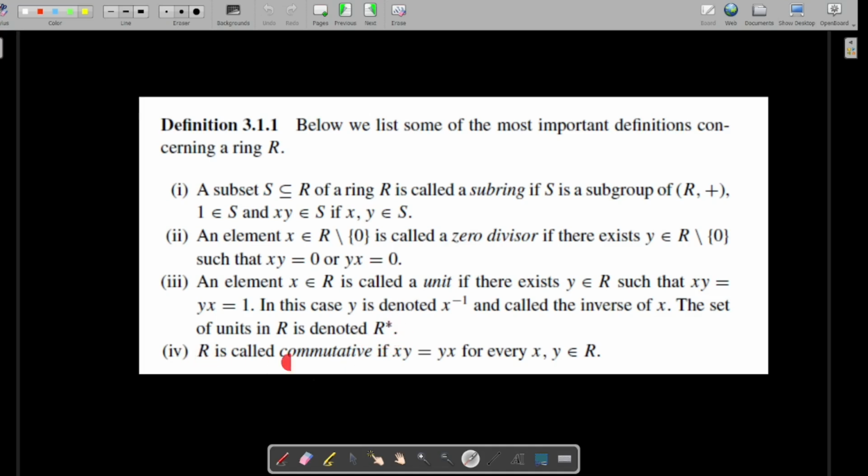And another definition: R is commutative if x·y equals y·x for every x, y belonging to R. That is, the ring is called a commutative ring if it is commutative with respect to the operation multiplication. We know that if R is a ring, then (R, +) is a commutative group, so addition is already commutative here. If the multiplication is also commutative, we call such a ring a commutative ring.